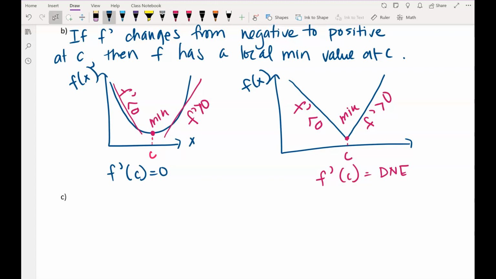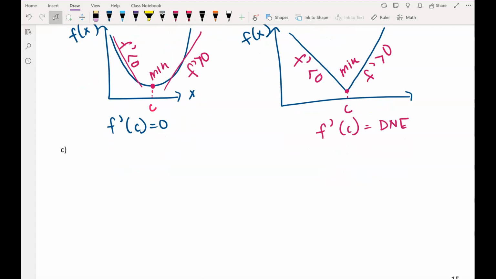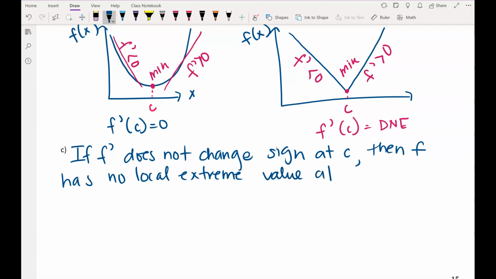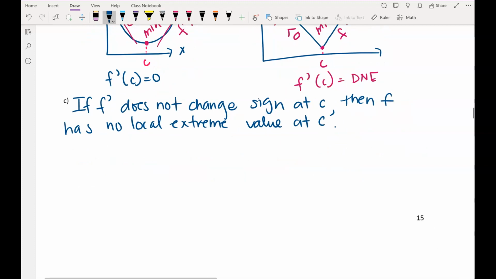Now C, if f prime does not change sign at C, then f has no local extreme values at C. No local extreme value at C. Okay, so what does that mean when it doesn't change at C?